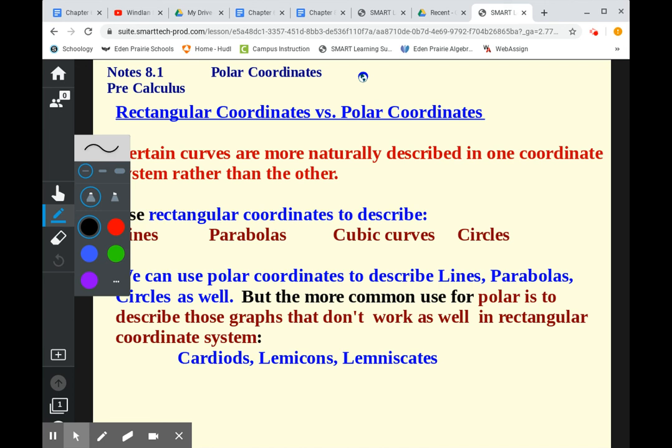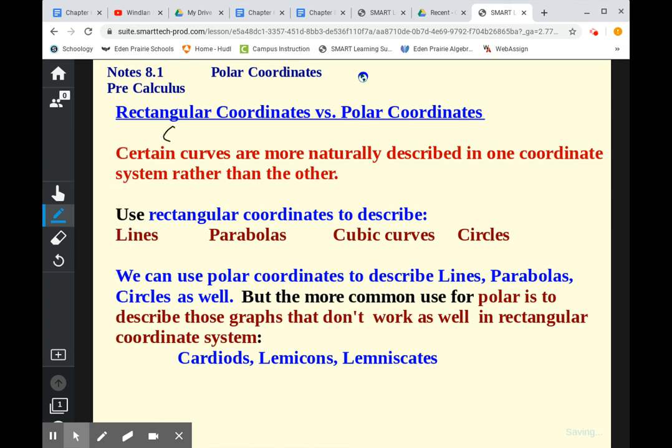If you remember, rectangular coordinates were x, comma, y, and polar coordinates are r, comma, theta. We'll talk about what r and theta are. R represents a distance, theta represents an angle, either in degrees or radians.